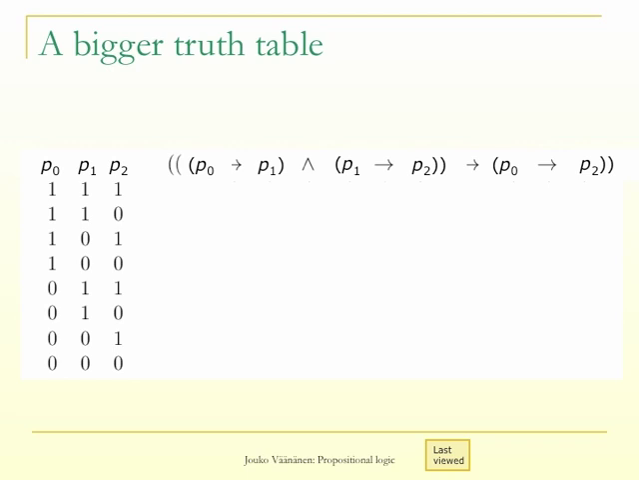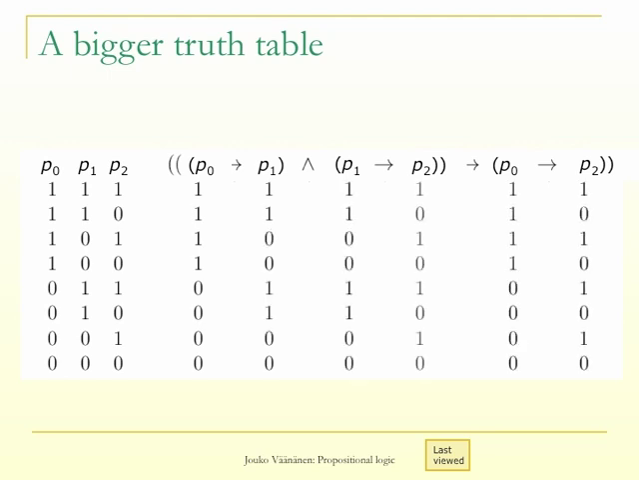Here is a bigger truth table. This is built just like the previous one, column by column, starting from the proposition symbols, going up to bigger and bigger subformulas, always inserting the truth value of the subformula beneath its main connective. First, the proposition symbols. We simply copy them from the left. Then we start filling in the implication columns by using the truth table of implication.